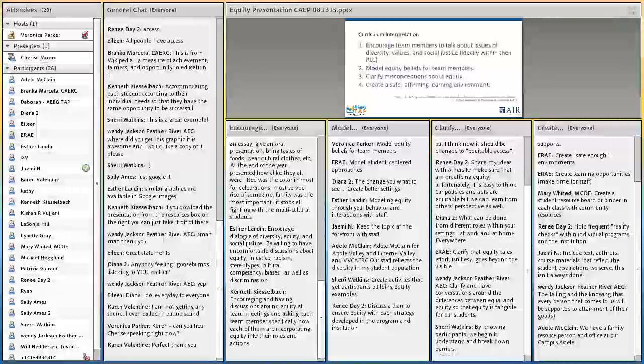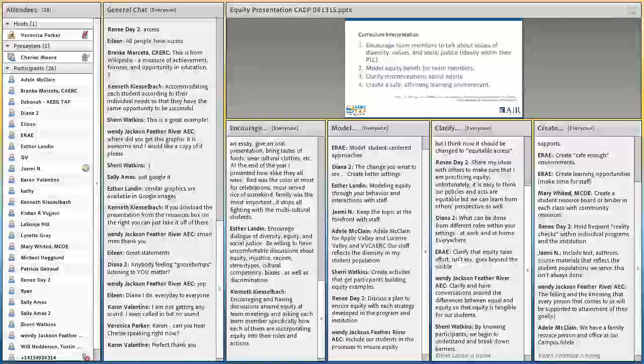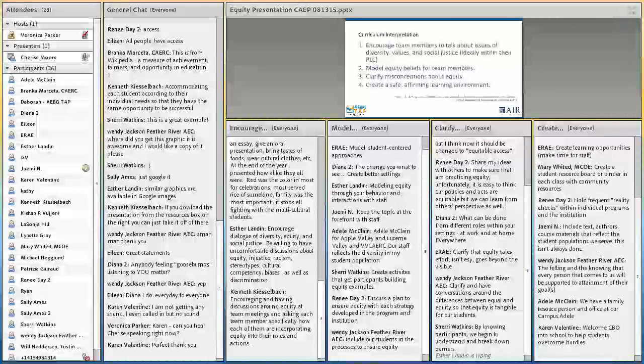Good. Clarify that equity tells effort, good. Good. Breaking down those barriers, excellent. Oh, good, Jamie. Making sure that that distinction in your mission is clear because it's not the same. This is excellent. Okay, so good. Creating those environments in which students know they have resources to support them.